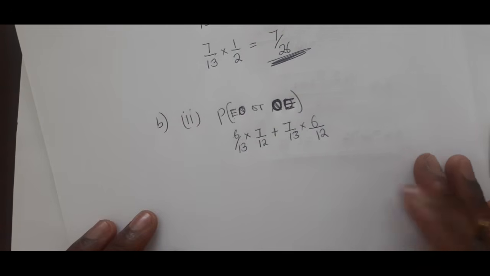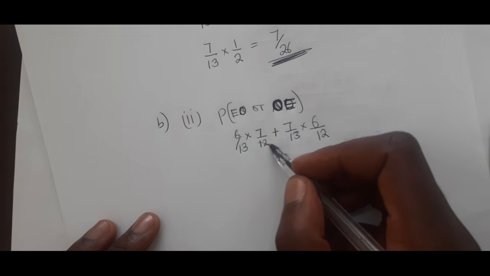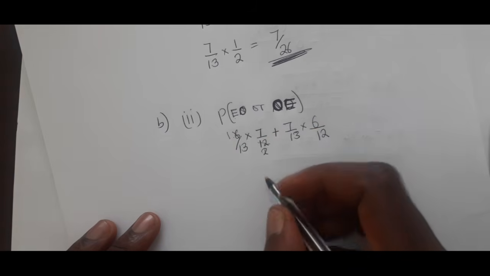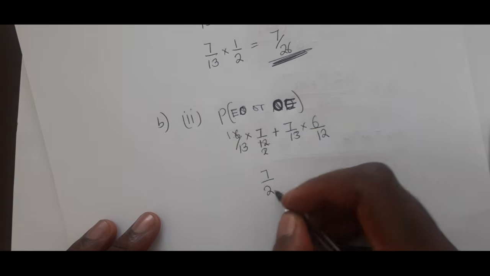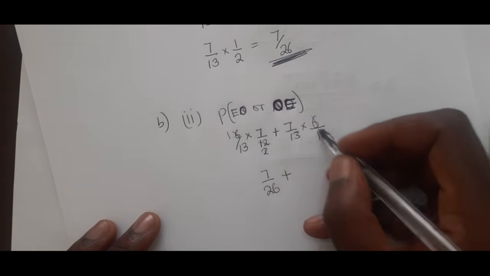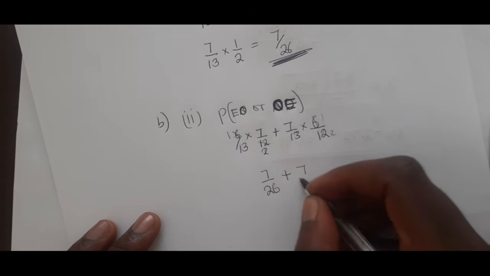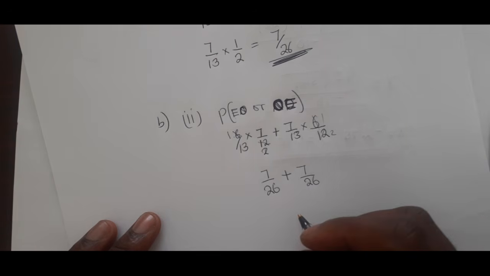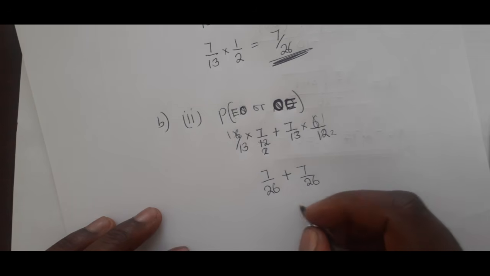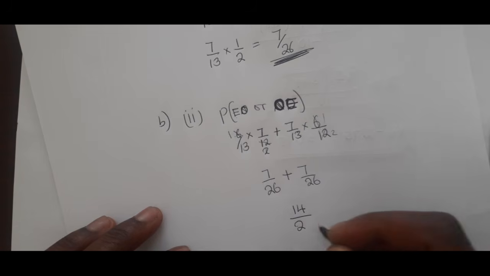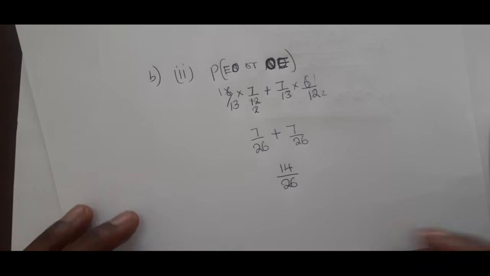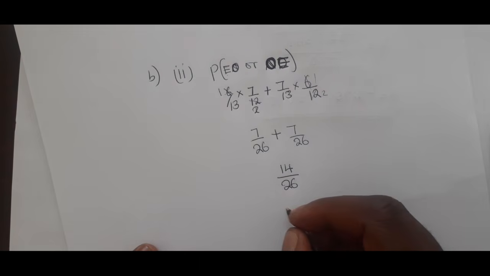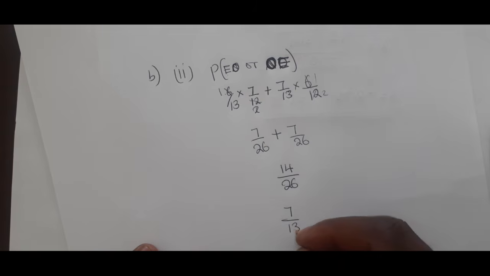Now, take note that at this point we can simplify these here. Say 6 here, it's 2. 6 here, it's 1. So meaning we have 7 over 26 plus, even here 6 here 1, 6 here 2. So even here we can have 7 over 26. So what does this give us? This will give us 14 over 26. Okay? So 14 over 26. 14 over 26 is giving us 7 over 13.